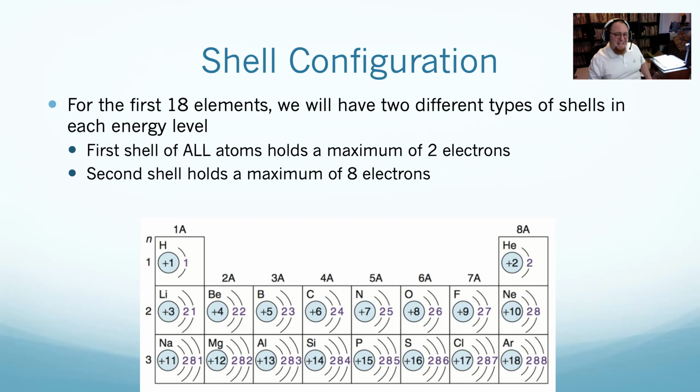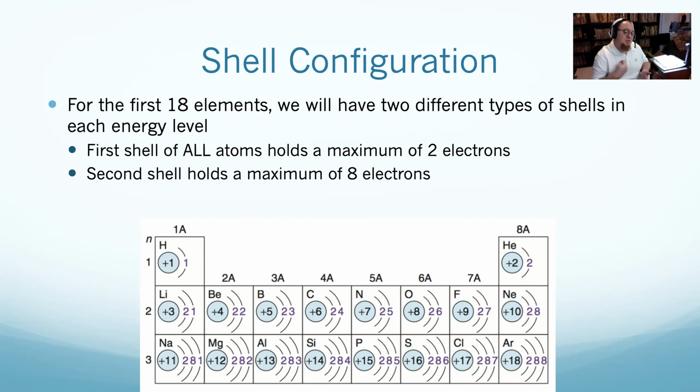All elements except for hydrogen and helium, their valence shell will hold 8 electrons. Hydrogen and helium are the exception, but everyone but hydrogen and helium, their valence shell can hold 8. Hydrogen and helium, their valence shell can only hold 2. Once again, this gets into this whole SPDF thing that I don't want to get into details for.